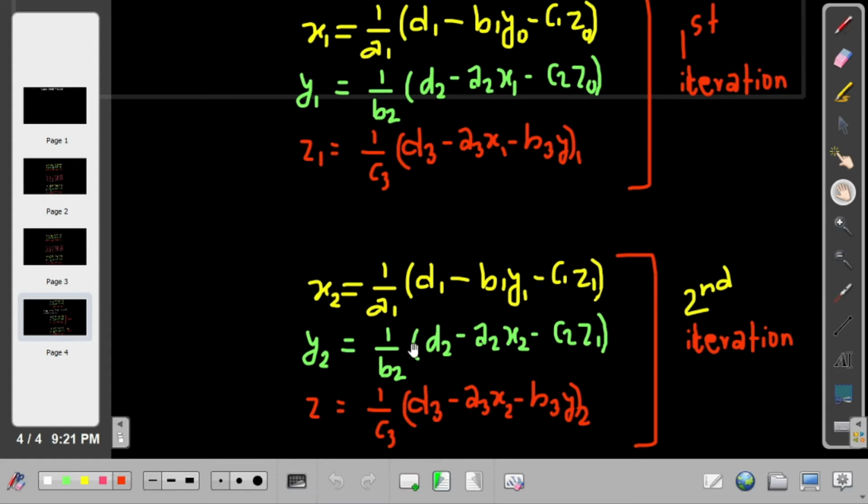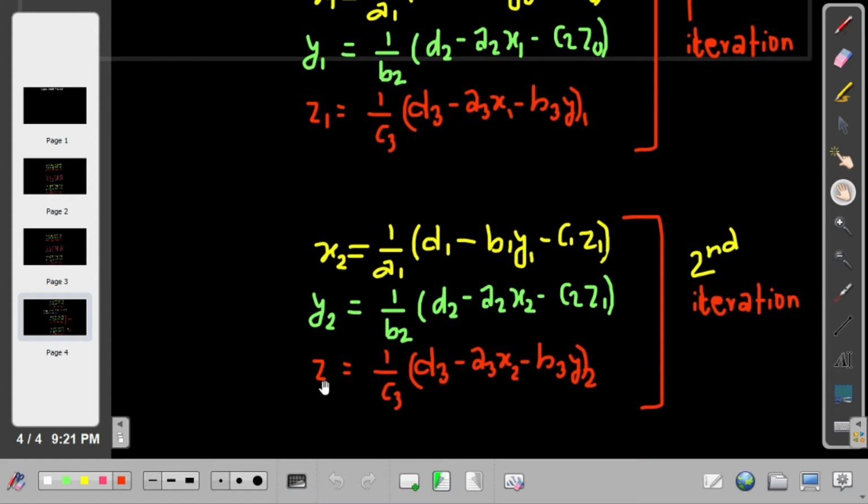In the second iteration, you can find x2, y2 and z2 by using the same method. You will use y1 and z1 to find out x2. Then to find y2, you will use x2 and z1. And to find z2, you will use these calculated x2 and y2. Okay, and you can go on for third and fourth and fifth iterations.